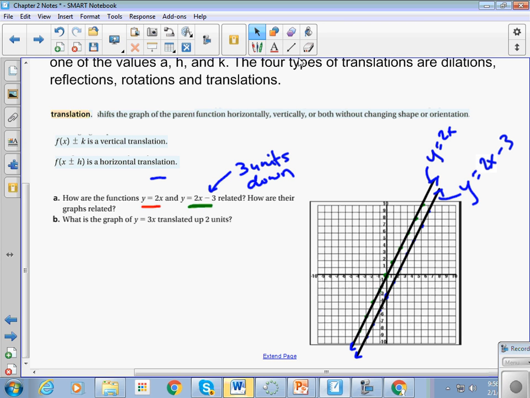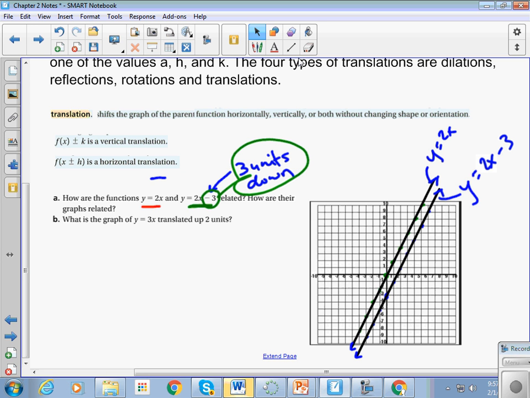So my original equation is y equals 2x, and y equals 2x minus 3 is translated 3 units down. It is not a coincidence that this is minus 3 and this is 3 units down. When you're shifting vertically up, it's going to be a plus the amount you want to go. And when you're shifting down, it's going to be minus the amount down you want to go.